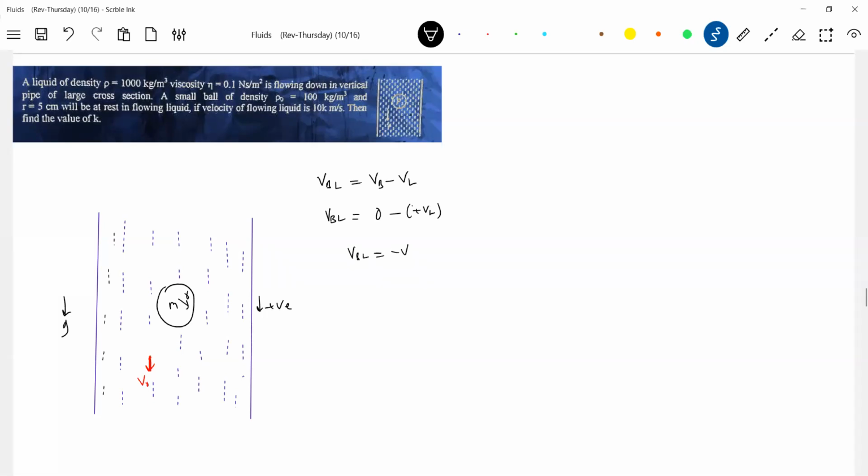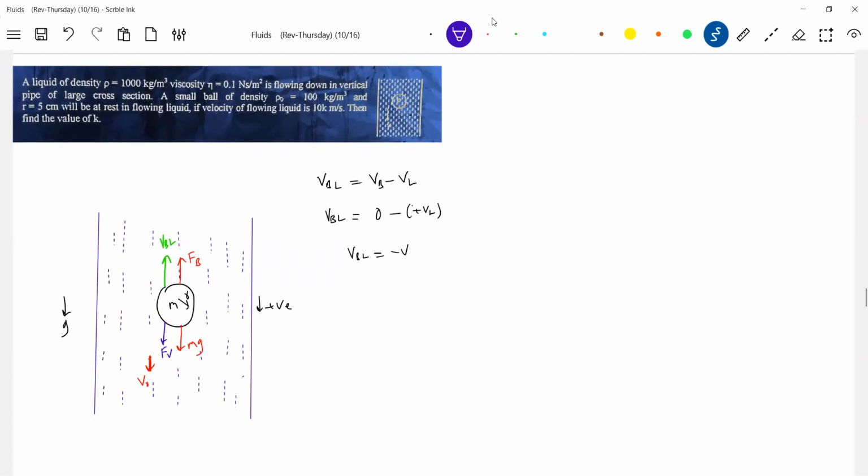What is the direction of forces that I have to show? The weight mg, there's no problem with these forces. How to take the viscous force? Viscous force should act opposite to relative motion. So what is the velocity of ball with respect to liquid? It is minus V naught, so it should be upward. Velocity of ball with respect to liquid is upward. Then the viscous drag should act opposite to the relative velocity. So this is the direction of viscous drag.